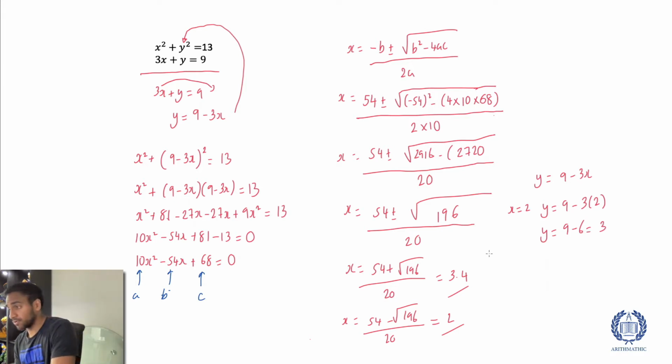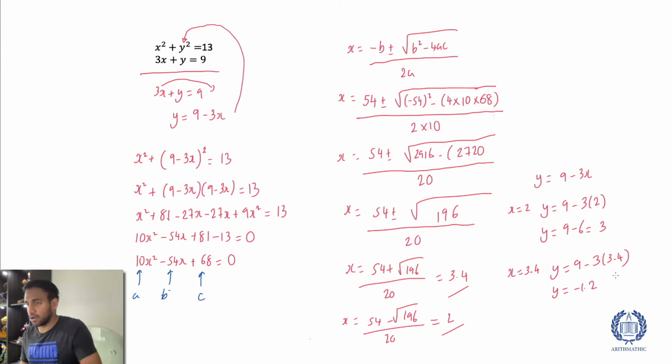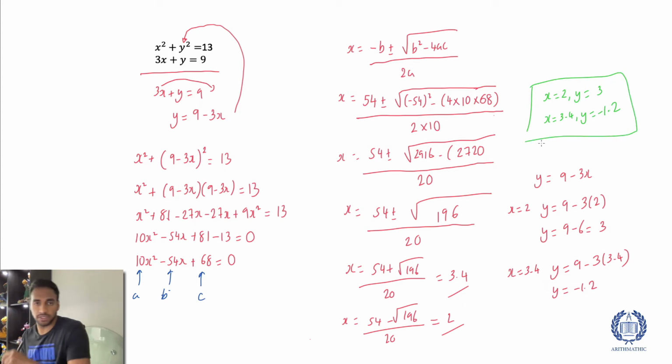Now, when x equals 3.4, we're going to substitute that in. And we're going to have y equals 9 minus 3 bracket 3.4. So it's minus 1.2. Okay, so when you write your final answer, let me just use a different color. Let's use green. So your final answer, essentially, you're going to say, okay, so when x equals 2, your corresponding y value is 3. That's one solution. The next solution is when x equals 3.4, your corresponding y value is minus 1.2. And that will be your answer for this question.